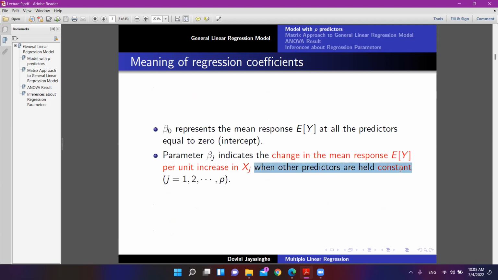That is the addition that we have in our interpretations of coefficients when it comes to multiple linear regression from the simple linear regression. So this is very important. Change in mean response. Okay, it's the mean response, not in y actually. Mean of y changes.